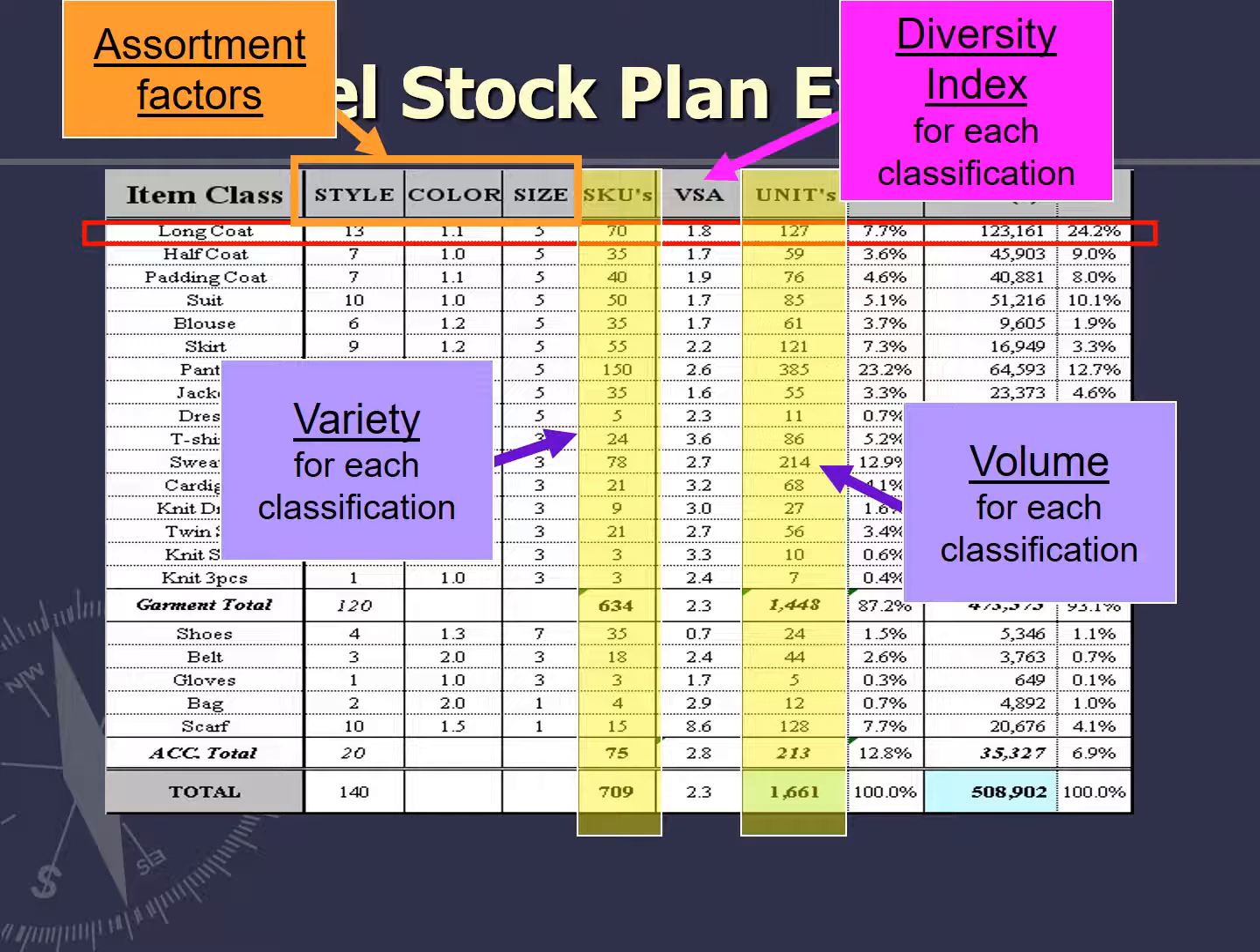So in this manner, you can see that the model stock plan was calculated for each of these item classes, and you do this for long coat, half coat, padding coat, suit, blouses, everything else. Then eventually you can have the total: how many styles, how many SKUs, how many units, and how many dollars of budget you are planning for the entire store's stock.